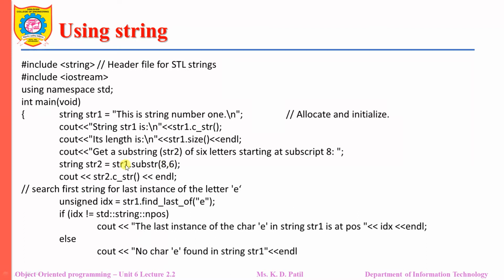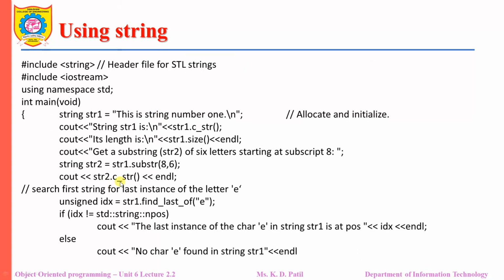Now if you apply this function on string 1 to get string 2, I will get the output as string. How? I will start with index 0, then 1, then 2, 3, then blank space 4, then 5, 6, 7, and that s will be my 8th index. And the number of characters, that is the length of the substring, I want as 6. So I will start counting from here: 1, 2, 3, 4, 5 and 6. So the substring I will get is string.